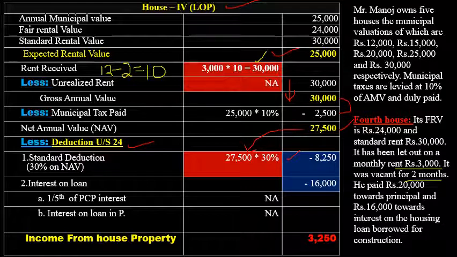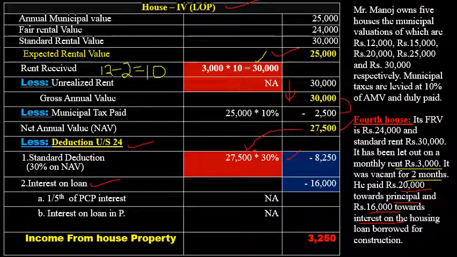Interest on loan: here the direct interest amount has been given. Two details are given related to the loan. In the previous year, he paid 20,000 towards principal and 16,000 towards interest on loan. So only the interest on loan is eligible for deduction under section 24, not the principal amount of the loan. So you have to give the deduction only for interest on loan.